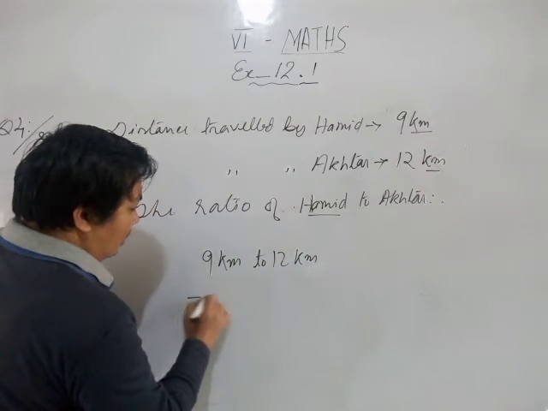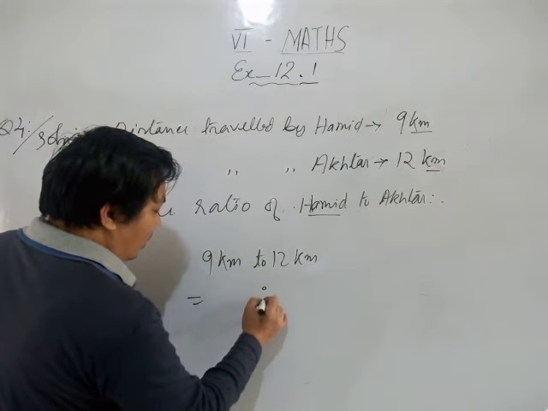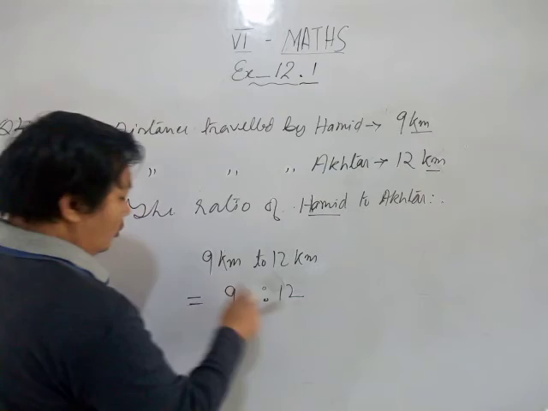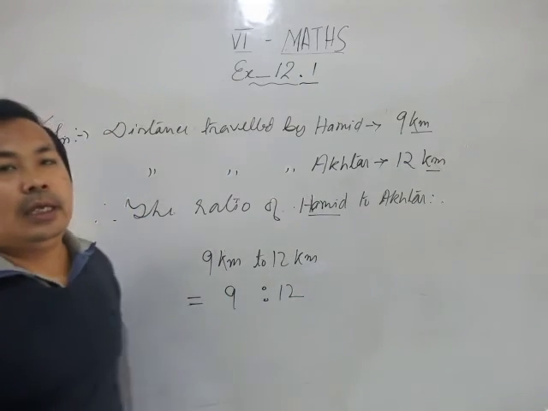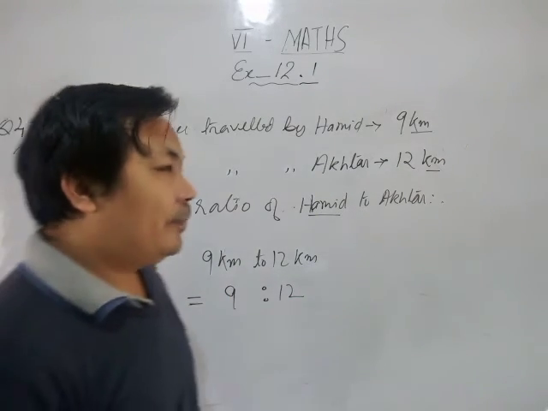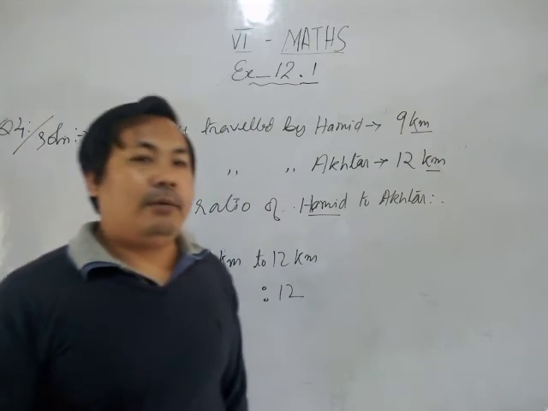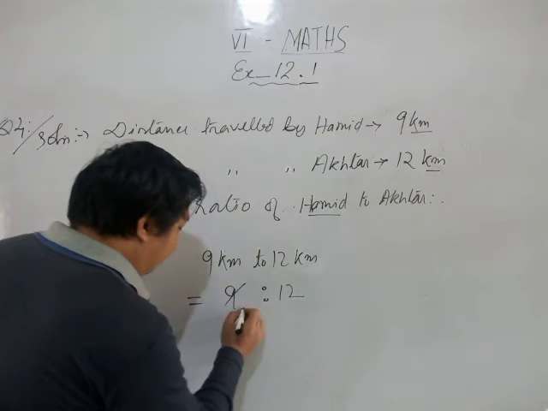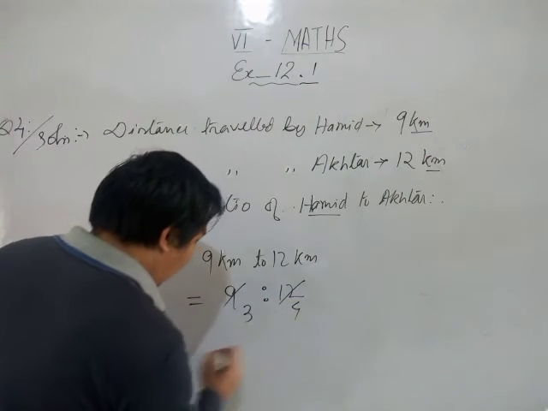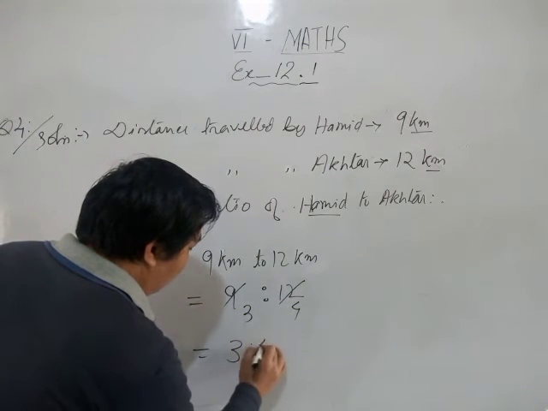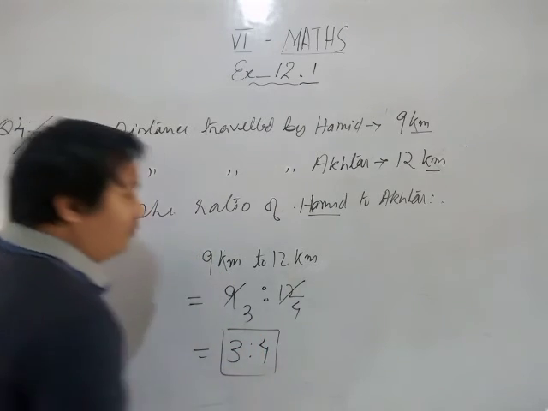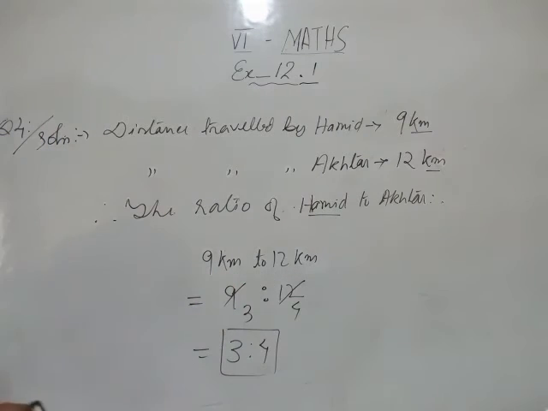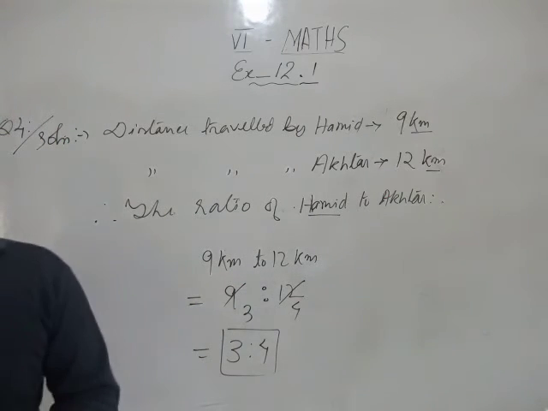Now, if you have to write it in the form of a ratio, there is no need for kilometer, just write the numbers: 9 to 12. So 9 to 12 is the ratio to be taken. 9 and 12 have one common factor, the number 3. So 3 3s are 9 and 3 4s are 12. At last we get the ratio 3 is to 4. So 3 is to 4 is the ratio of the speed of Hamid to Akhtar. This is the answer for question number 4. Let us go to question number 5.